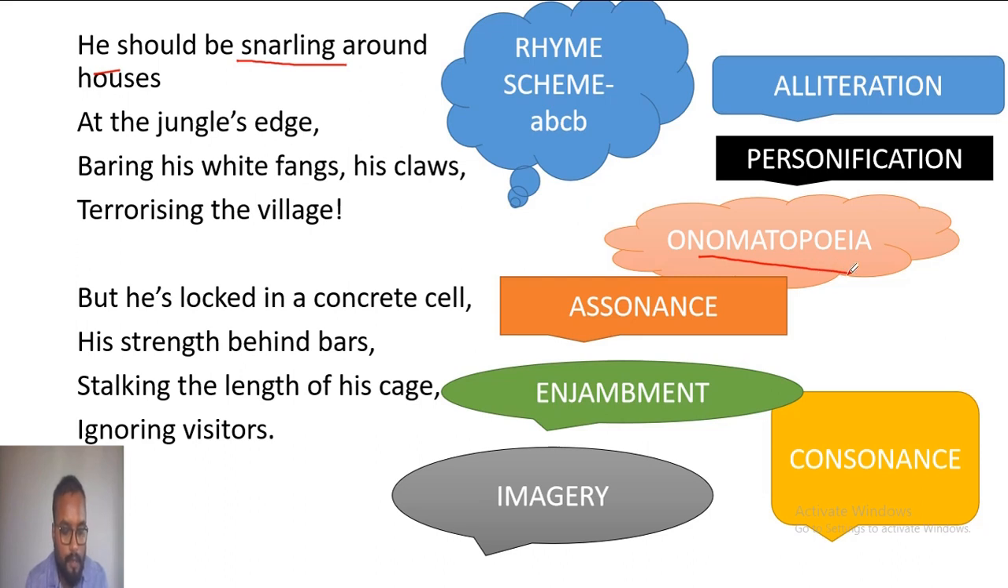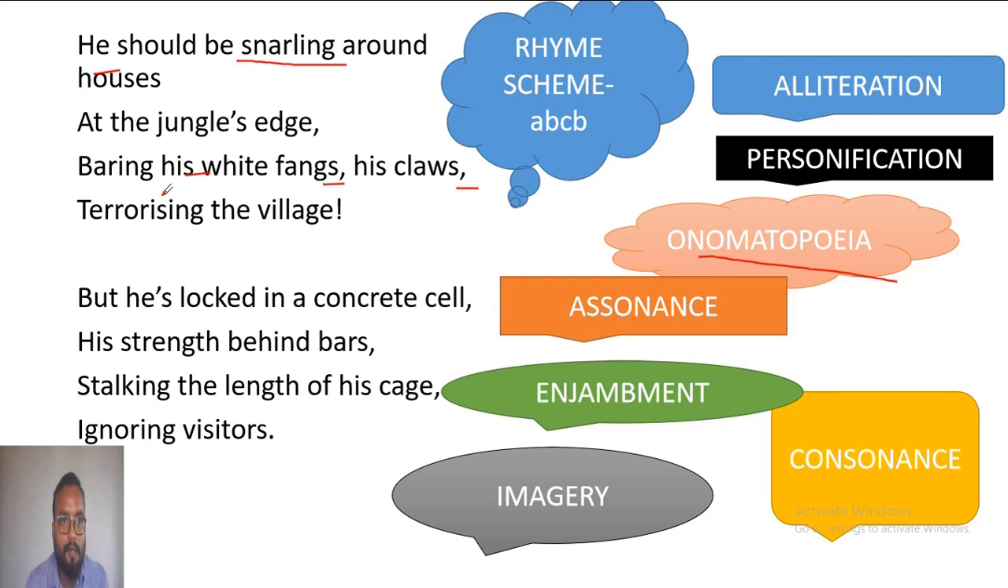Again in the third line you can see the S sound is prominent. His has S, fangs has S, claws has S. So the S sound is prominent over here. Again it forms consonance. One more literary device is here.